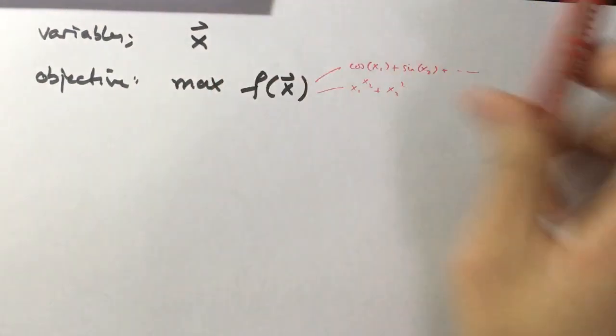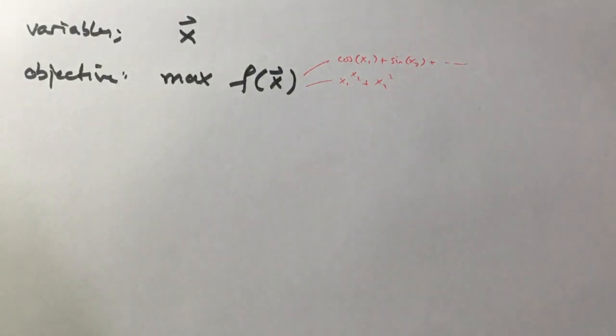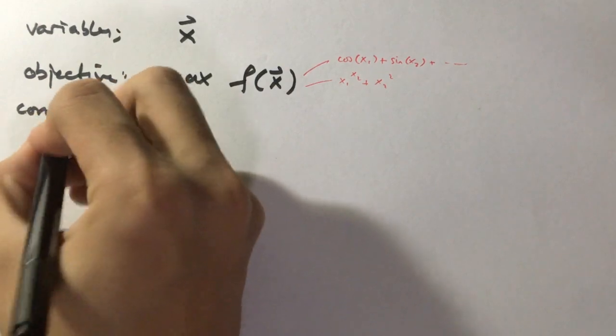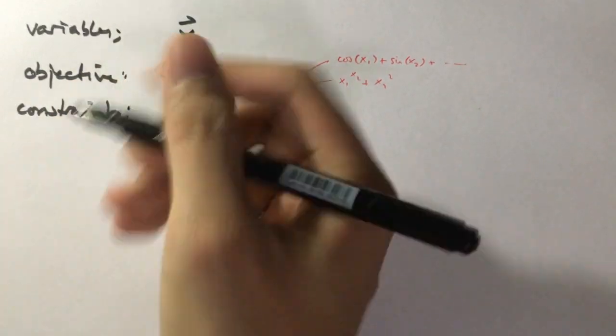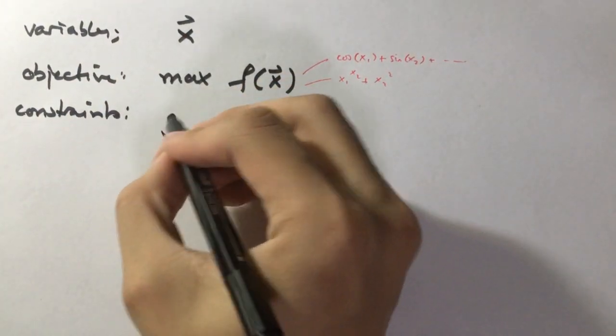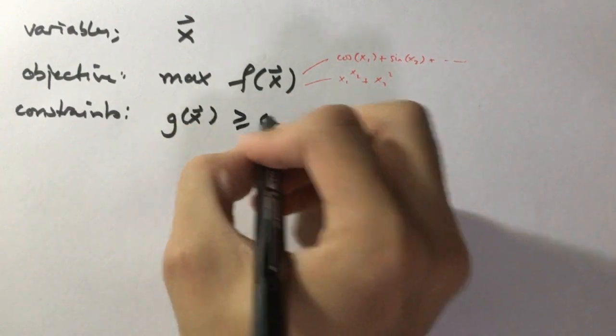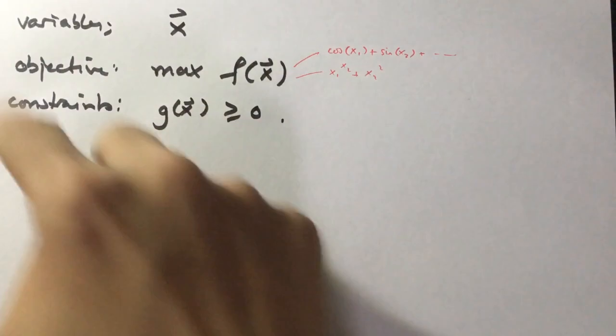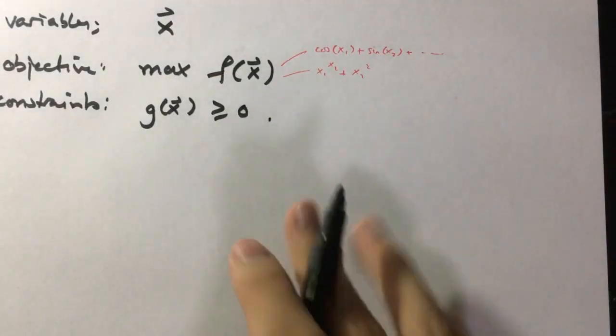It can look like anything, basically. That's the point I'm trying to say, right? But then there are also maybe constraints that you have to follow. Maybe you have to say that g of x must be greater than 0, or maybe there are multiple of these terms and something like that. So how can you solve a more general optimization problem like this?